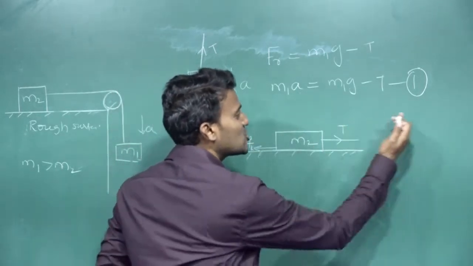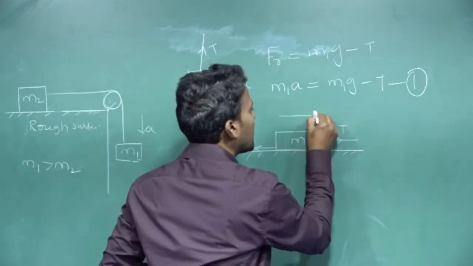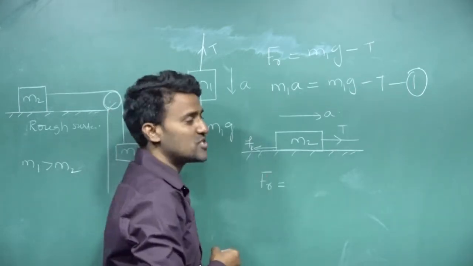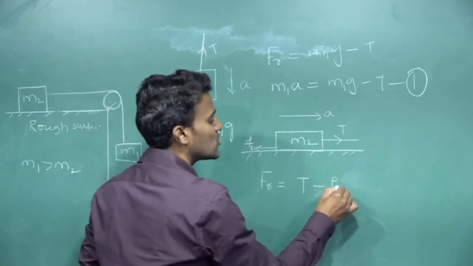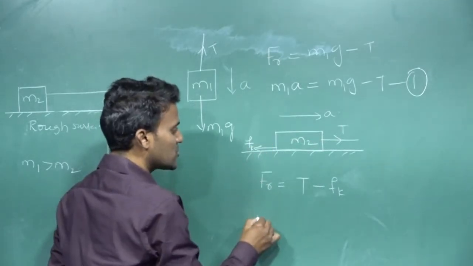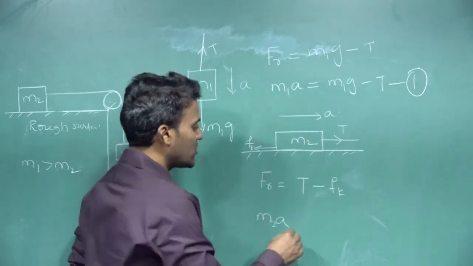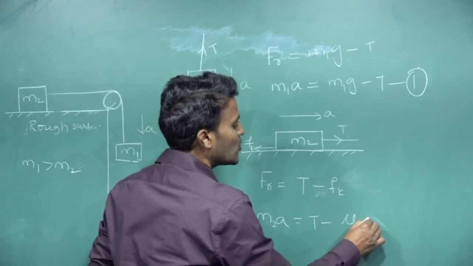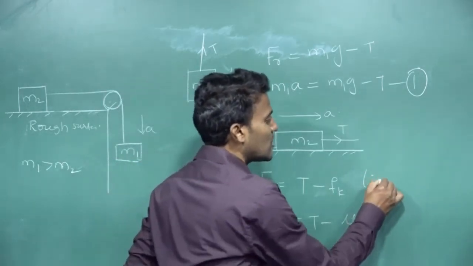Now is it accelerating towards right or left? It is accelerating towards the right side. So resultant force is equal to tensional force minus kinetic frictional force, greater force minus lesser force. According to Newton's second law, resultant force is equal to ma. Here the mass is m2, so that's why I have written ma. T minus, what can you write? Mu k into N. What is the kinetic frictional force formula?